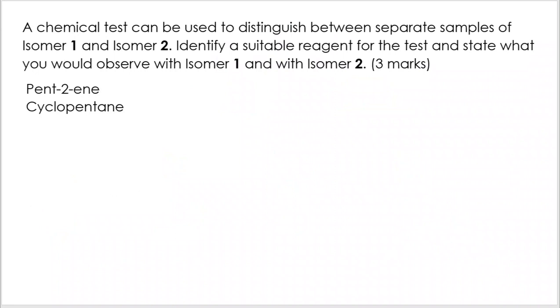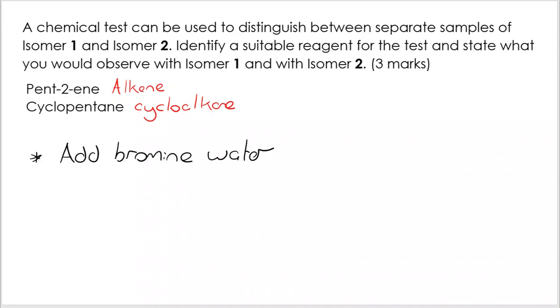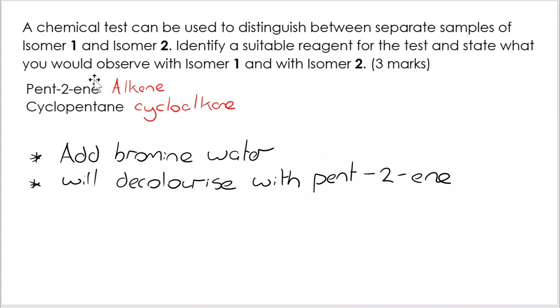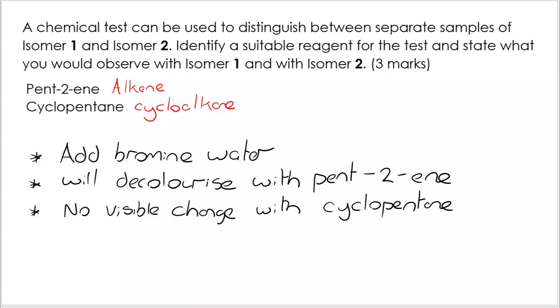Let's take a look at a quick question here for you to think about. How could we distinguish between pent-2-ene and cyclopentane? Well, hopefully what you're recognising is that we're essentially looking at an alkene and a cycloalkane, so we want the test for alkenes. So we add bromine water. When we add bromine water, it will decolorize in the presence of pent-2-ene. You can't stop there. We also need to say that there will be no visible change when it's added to cyclopentane. It won't be decolorized. And we'll learn a little bit more about why that decolorization happens later within this topic.